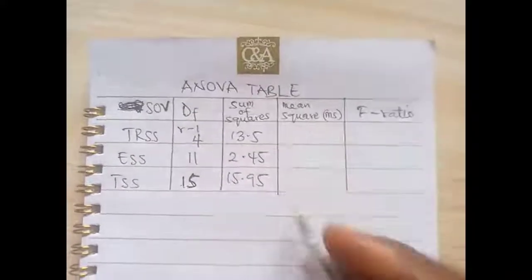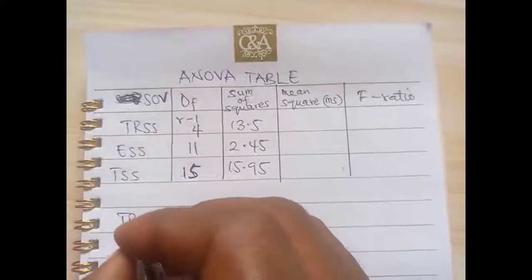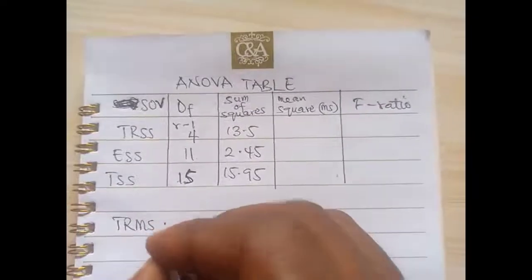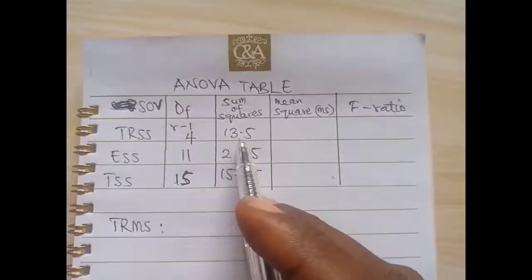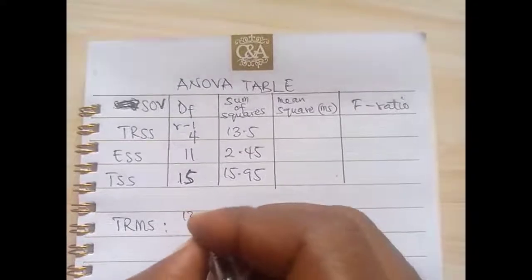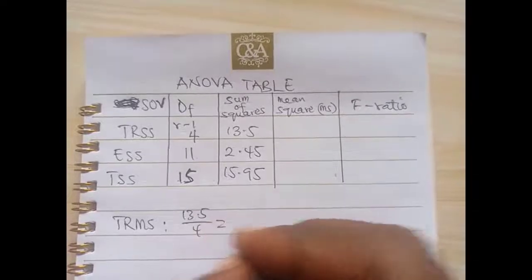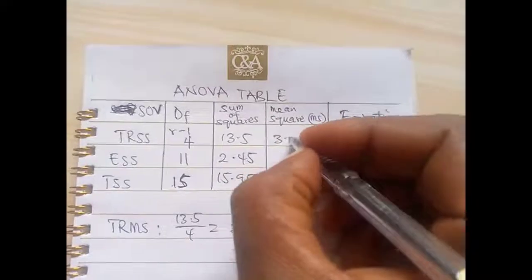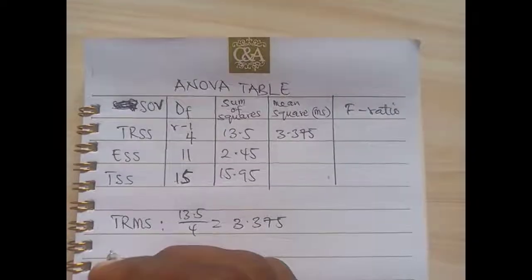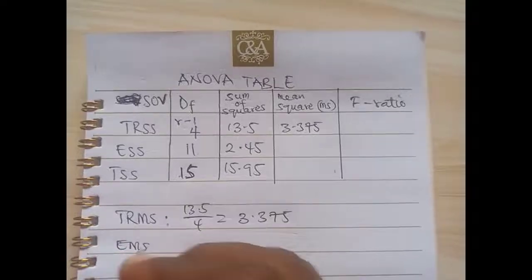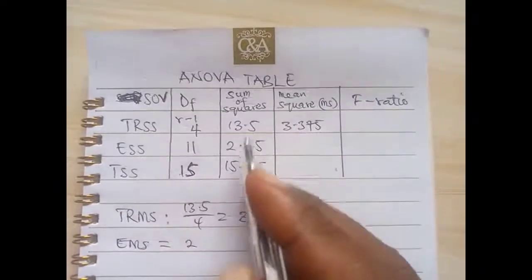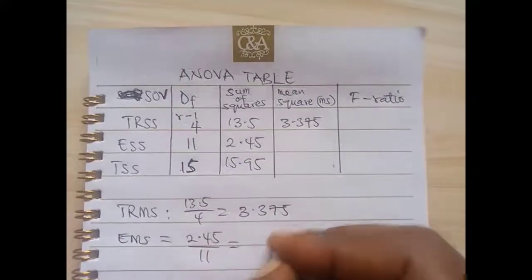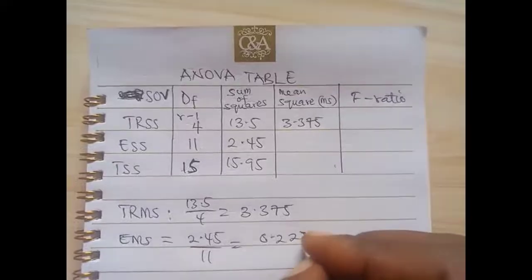For us to get the treatment mean square, we do this 13.5 here divided by 4. So 13.5 divided by 4 gives us 3.375. So we register it here, 3.375. For us to get the error mean square, it is 2.45 divided by 11. It will give us 0.223. So what we write here is 0.223.